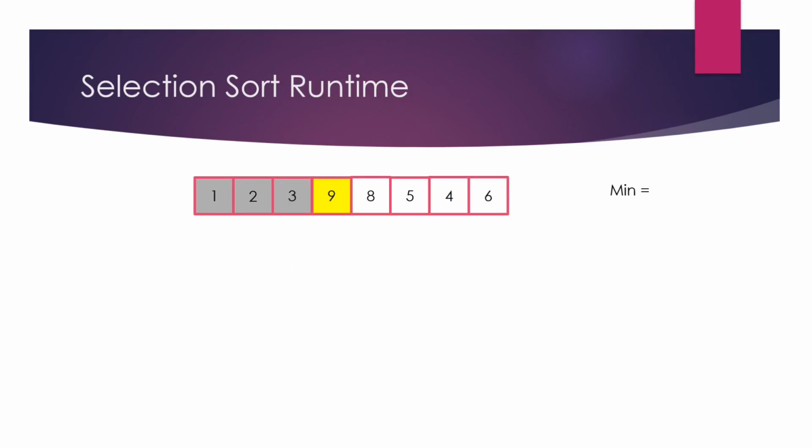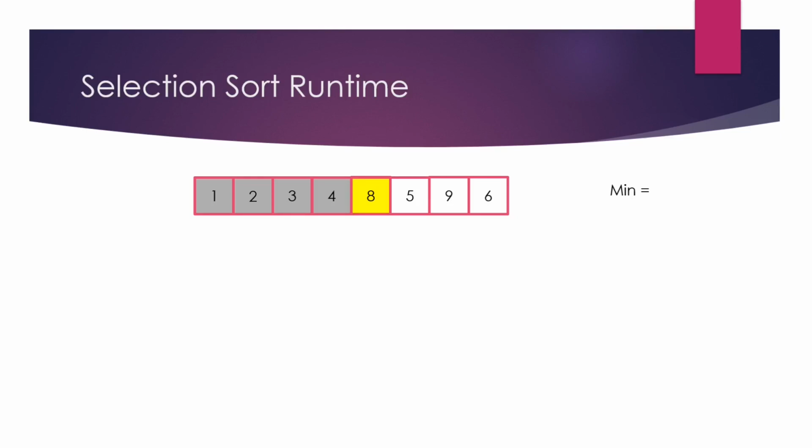Now let's start the fourth slot. 9 is your initial min. Min equals 9. 8, are you less than 9? Yes. Update the min to 8. Now you go to 5. Are you less than 8? Yes. Update again. Now 4, are you less than 5? Yes. Update to 4. 6? No. So your min is number 4 and you swap number 9 with 4.